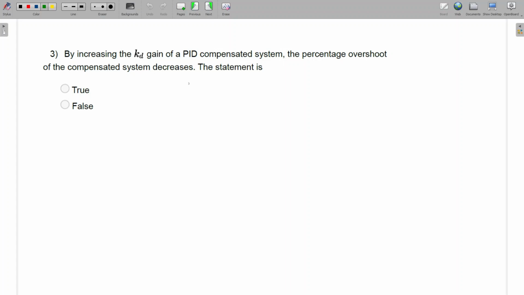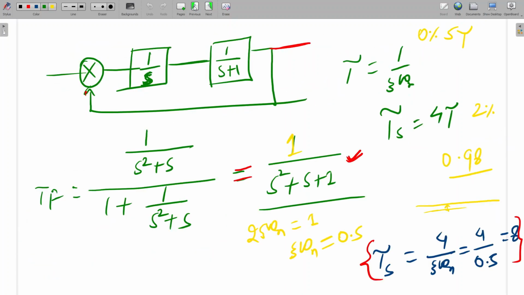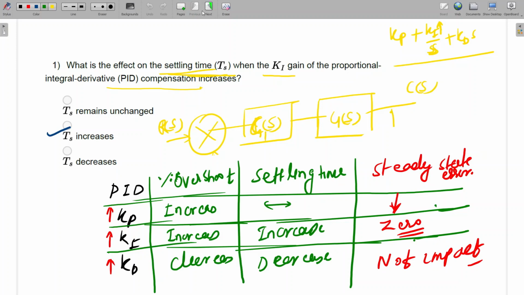Again, one table I have written here already. By increasing the KD gain of a PID compensated system, the percentage overshoot of the compensated system decreases. Already I have written here. I'll show you once. So percentage overshoot, what will happen? That will decrease. So other than analysis, in the exam we should remember this table.